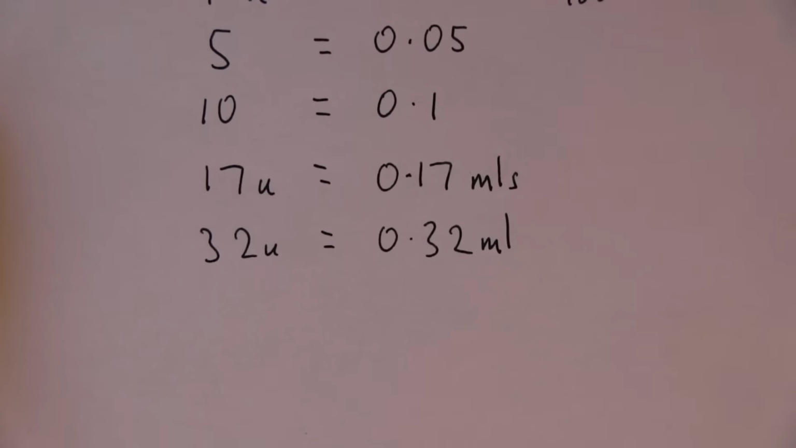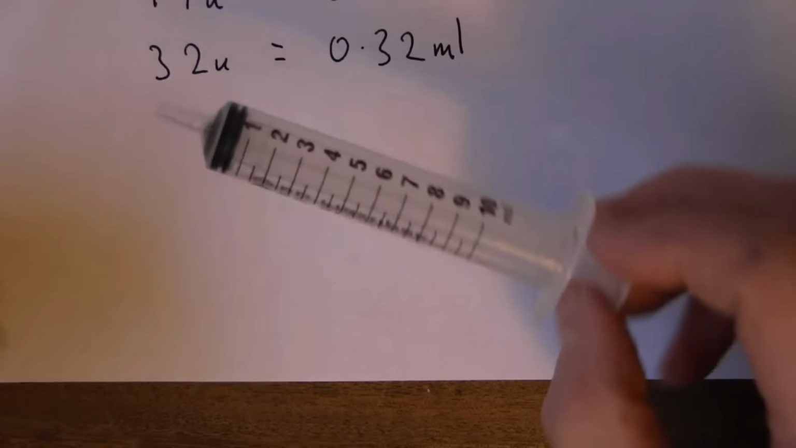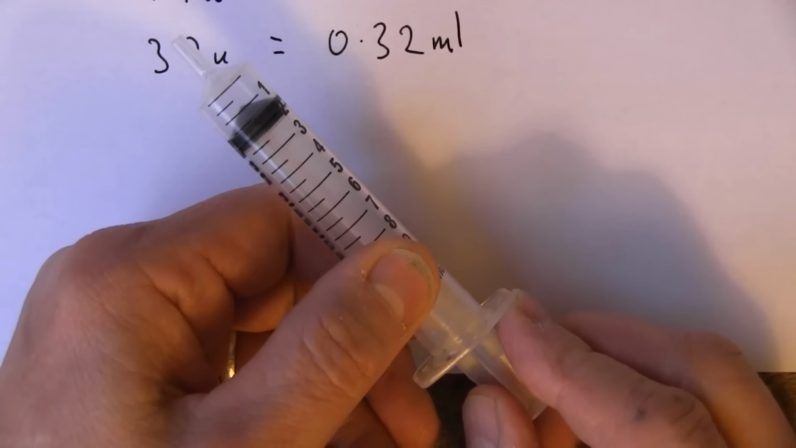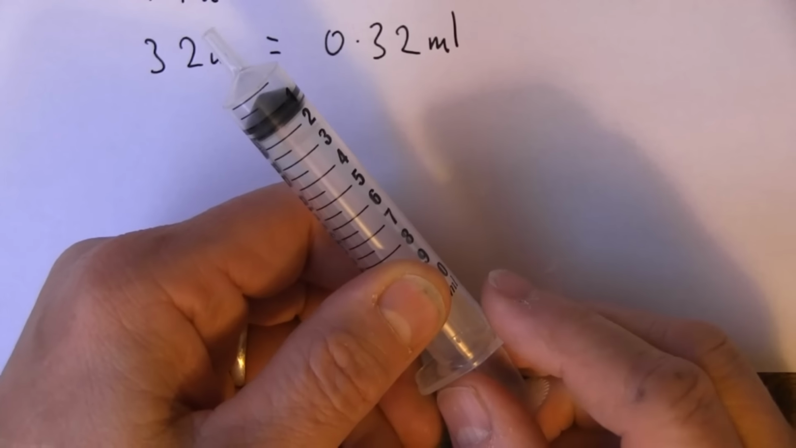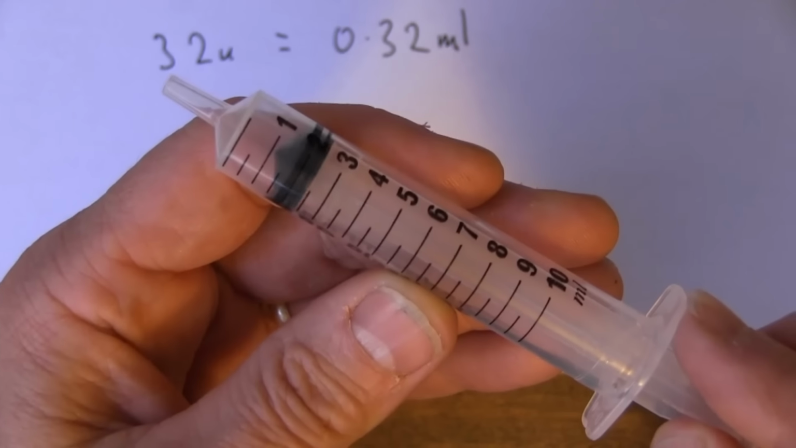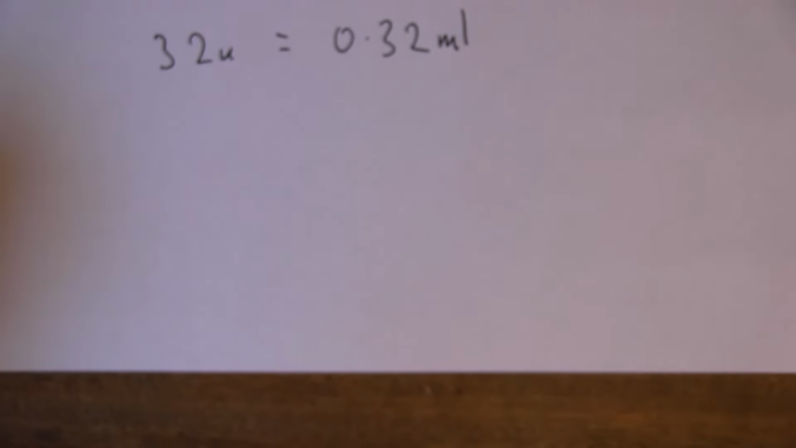So here we have a normal 10 ml syringe. Well, that's going to be no good for giving these minute doses, is it? Because on this syringe, that's going to be a mil there, and that's going to be 2 mils, that's going to be 3 mils. So we need a much finer syringe.